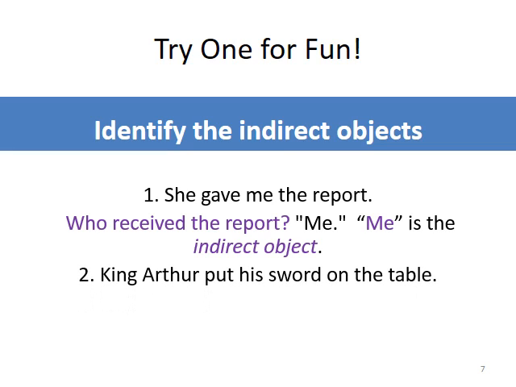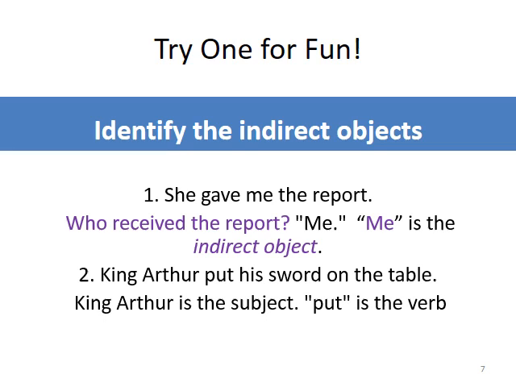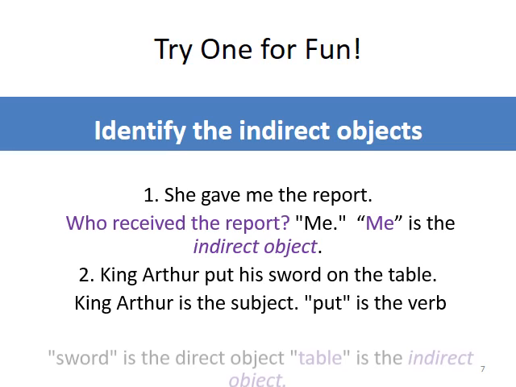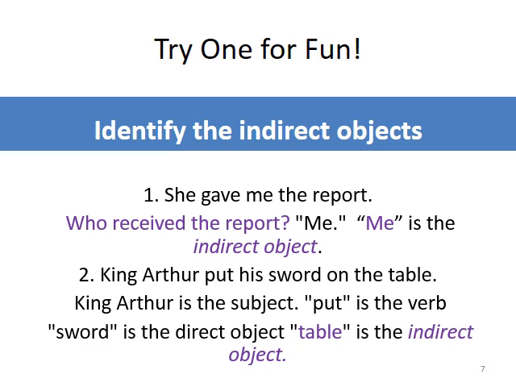Number 2. King Arthur put his sword on the table. King Arthur is the subject. Put is the verb. Sword is the direct object. Table is the indirect object.